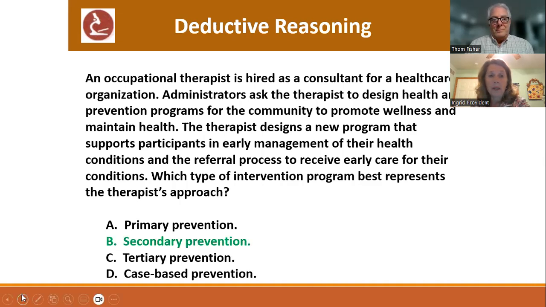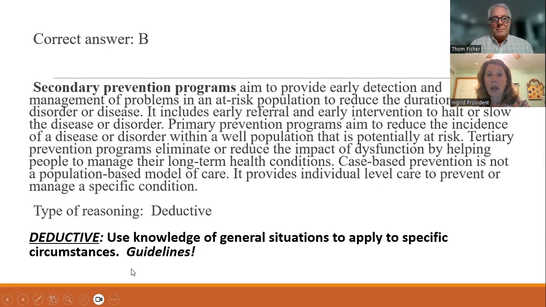And so what we would do is, again, share that the correct answer here is secondary prevention. And we would share the rationale as to how secondary prevention programs would aim to provide the early detection for a group that has already had a diagnosis. And that these are population prevention programs. We would share that primary prevention reduces the risk or disorder within a well population. Tertiary prevention programs eliminate or reduce the impact of dysfunction in a chronic condition for long term. And then case-based is not a population-based model of care.